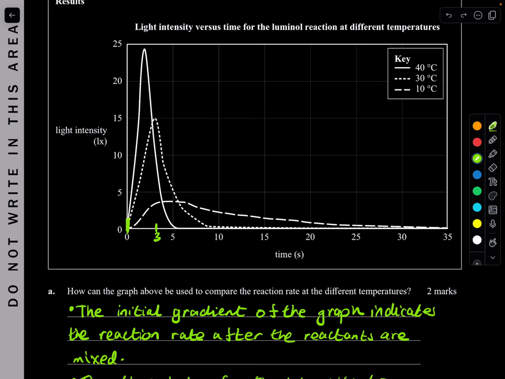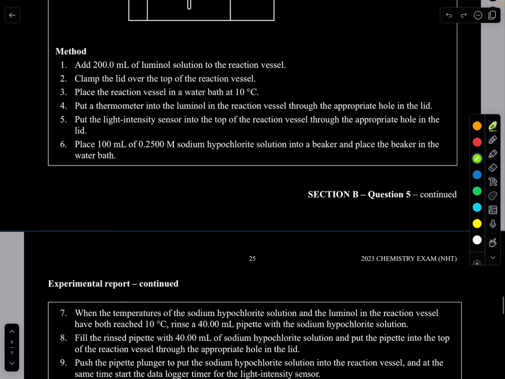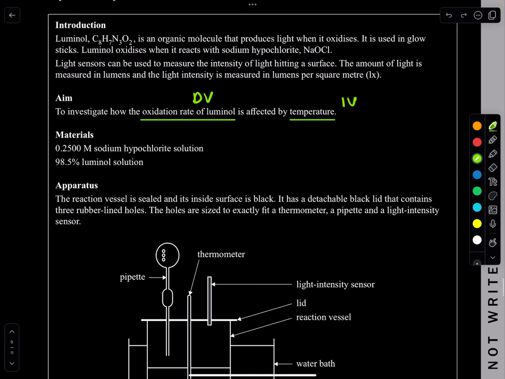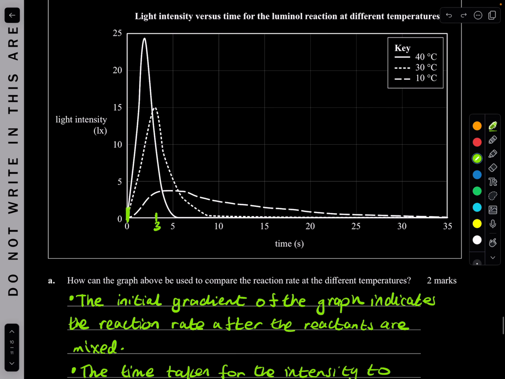And we can see that it then starts to level off, coming to a plateau. This tells us that the reaction is nearly at completion. It makes sense because the reaction rate is becoming so low, because the luminol is mostly oxidized now. That's why the reaction rate is very low, because most of the luminol has been oxidized, and it levels off until it reaches 35 seconds.